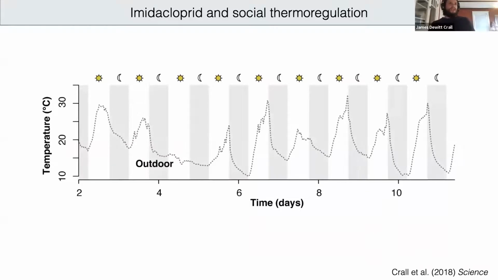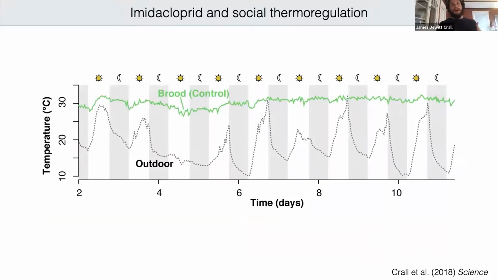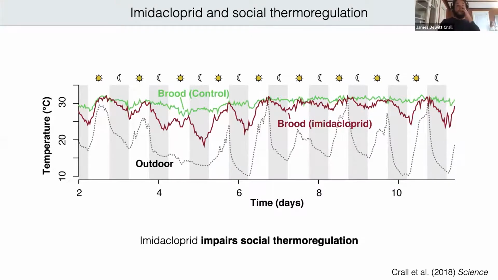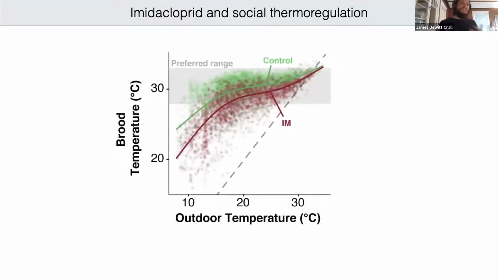So here, in gray, is the outdoor air temperature over the course of a little more than a week. And you can see in a control colony, they're doing a pretty good job. There's some fluctuation, but in general, they're keeping that temperature within a few degree band of optimal growth. But now if we compare this to an imidacloprid exposed colony, we see much more substantial fluctuations in the brood temperature. So an impaired ability to homeostatically regulate that temperature within a narrow range. So indeed, it looks like it does impair social thermoregulation in ways that might make them more sensitive to temperature fluctuations. And we see this effect consistently across colonies.